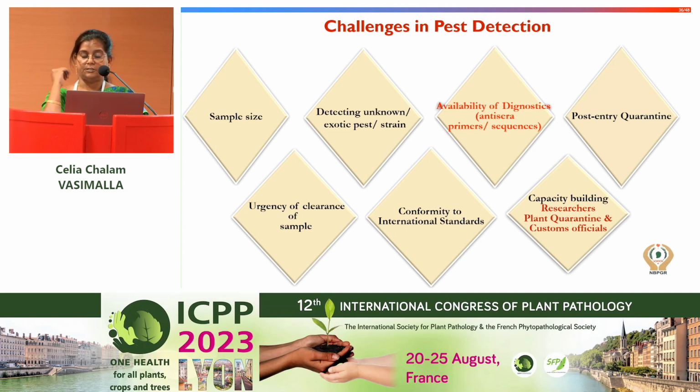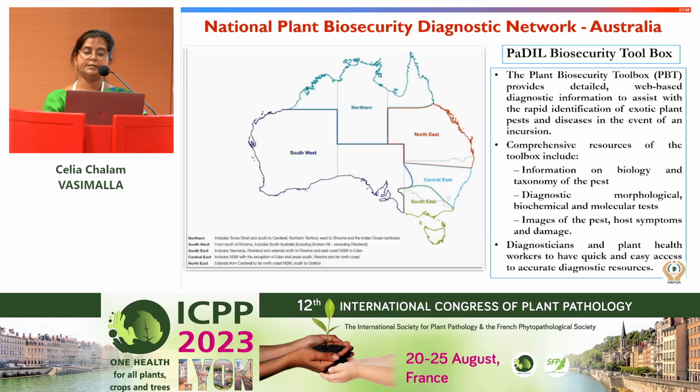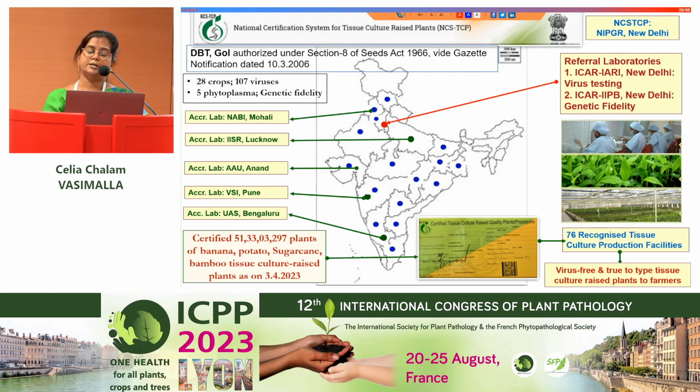And these are some of the challenges. As Dr. Lava mentioned, sample size is very small, and detecting an unknown virus is an issue. And then of course, anti-sera are expensive, and capacity building, we do take care. And India also, we don't have a national plant diagnostic network per se, but we have a very excellent national certification system for tissue culture raised plants, where the system has referral labs and accredited labs, and the tissue culture plants which are true to type and virus free are given to the farmers.